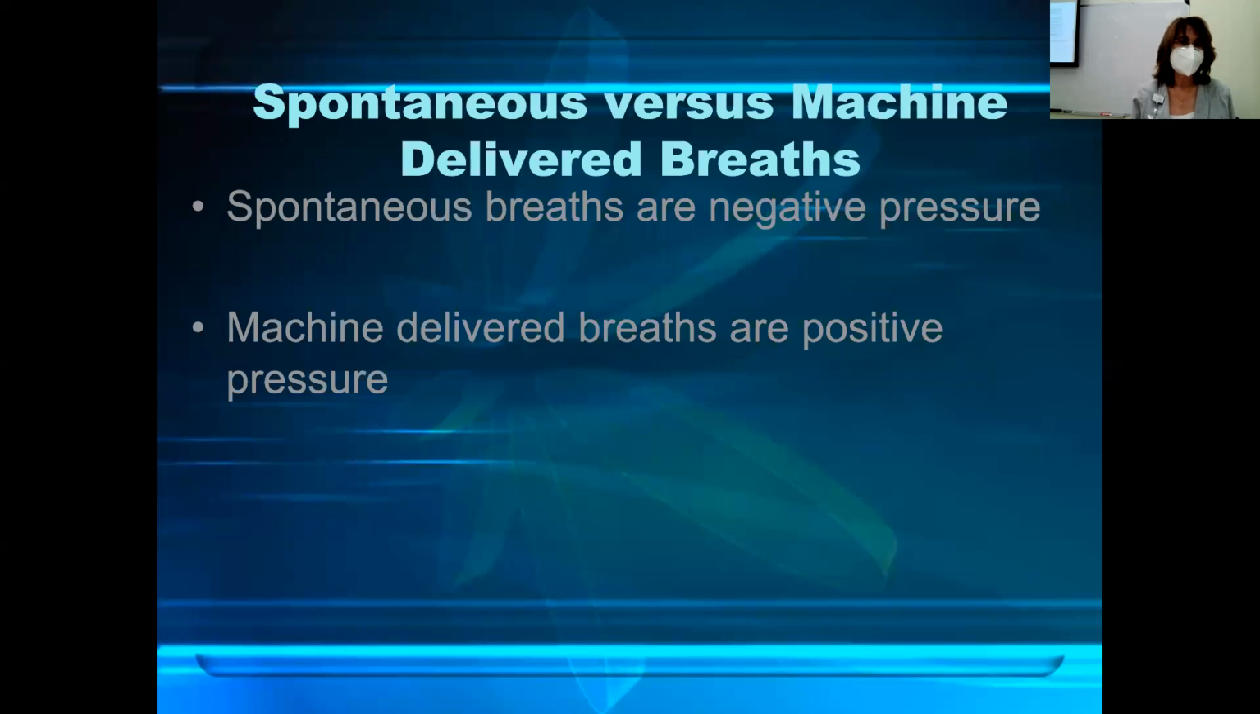So on the PowerPoint, it says spontaneous breaths are negative pressure. Machine delivered breaths are positive pressure. So to save somebody's life, we need to help them breathe. So we push the air into their lungs. The problem with that is having positive pressure in the lungs can also damage the lungs.